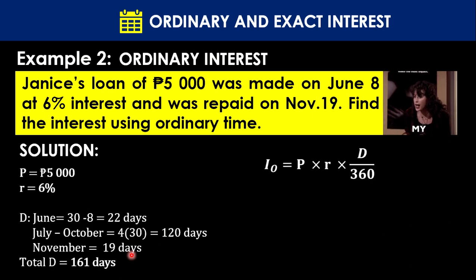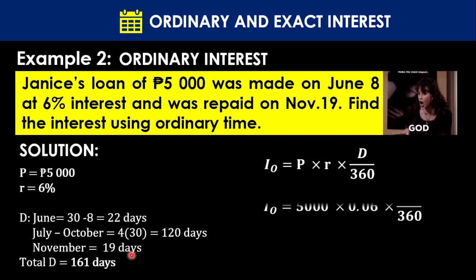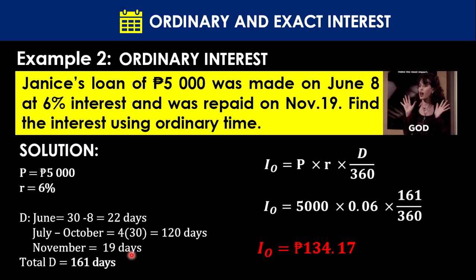Then let's substitute that into our formula since this is ordinary interest. So we have 5,000 times 0.06 times 161 over 360. If we calculate that, the answer is 134.17.